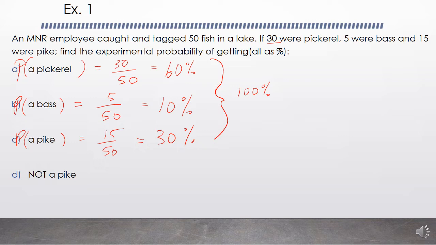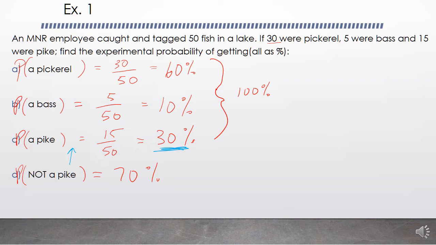D, probability of not getting a pike. So you could count up everything that's not a pike, or you could think about it in reverse. I know the probability of getting a pike was 30%. The probability of not getting a pike would be what's left over, which we know 100% is the maximum. So if 30% are pike, that means 70% aren't pike.